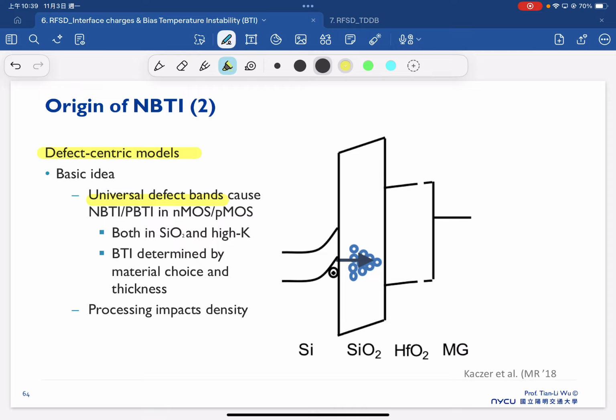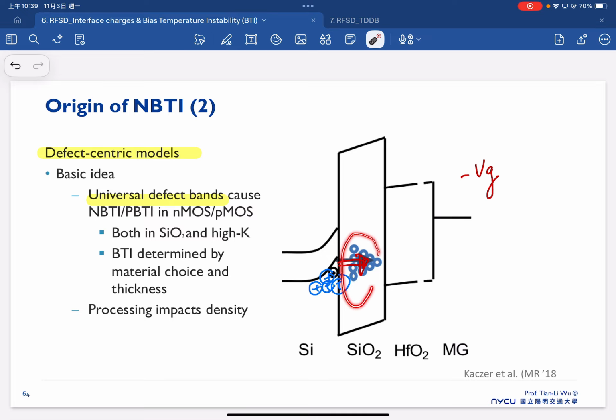So once we apply the negative gate bias here, we have the holes here. This is a MOSFET. So we have holes here, so the holes can be injected toward the right. So we will see the holes injected toward the right here. And then if there's a defect inside the dielectric, then this can still cause a lot of hole trapping here. And therefore, that's why we can use this model to explain the NBTI as well.